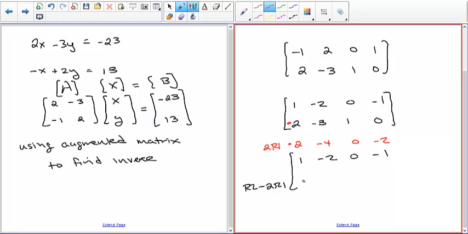So you get a 0, -3 minus -4. That's -3 plus 4, which is 1. We're going to take 1 minus 0, which is 1, and 0 minus -2, which is +2. Okay, so that is the first thing we're going to do.